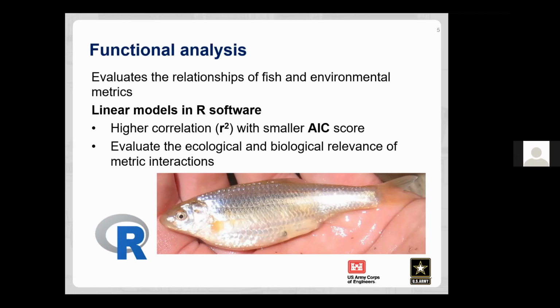And so pairs of metrics that have a higher correlation in this very simple linear regression, we think may be more important for, or maybe closer to what's important for the silvery minnow. And generally these will have a lower AIC score as well. But we also need to circle back. Just because we have a good metric, good high correlation with a pair of metrics, we also need to be able to circle back around and tease out the ecological and biological relevance of these metric interactions to see if they actually make sense.